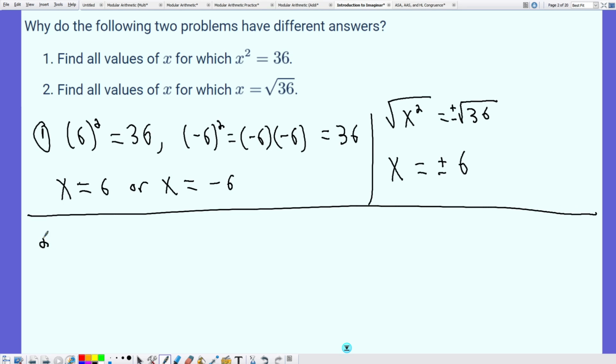Now, part 2 is asking for all the values for which x is simply equal to the square root of 36. Now, we have not initiated the square root, right? It's already there. So the only solution to this one is going to be a positive 6, because we have not established that there's that plus or minus there. Since there's no minus sign, it has to be a positive result.